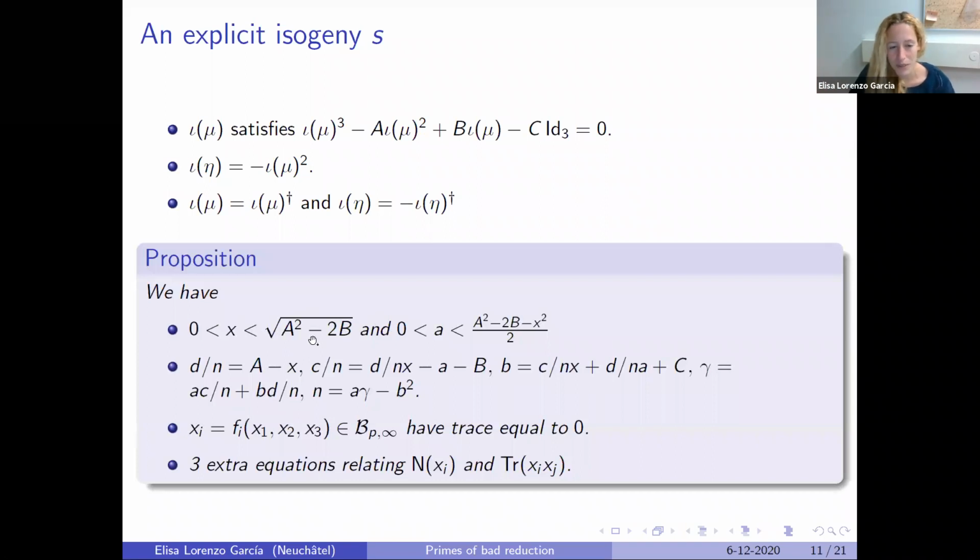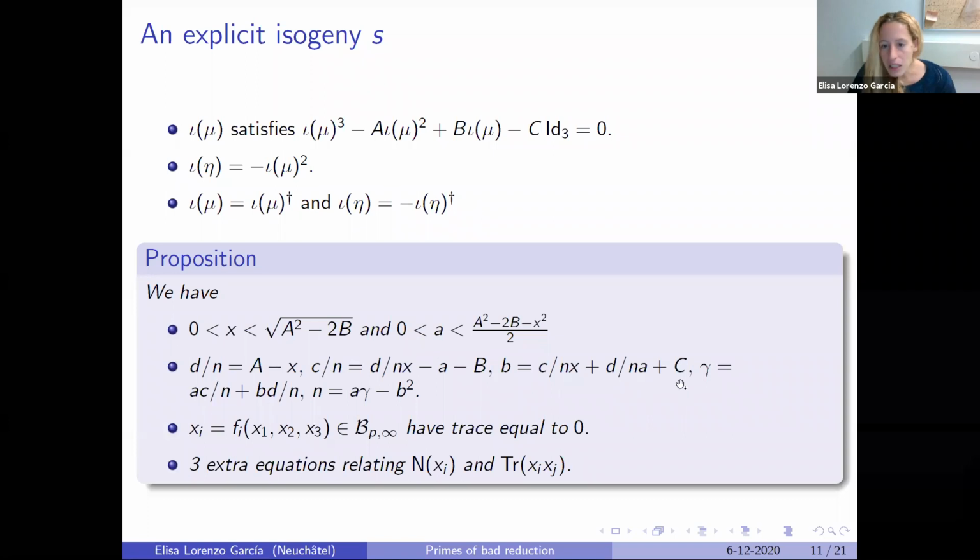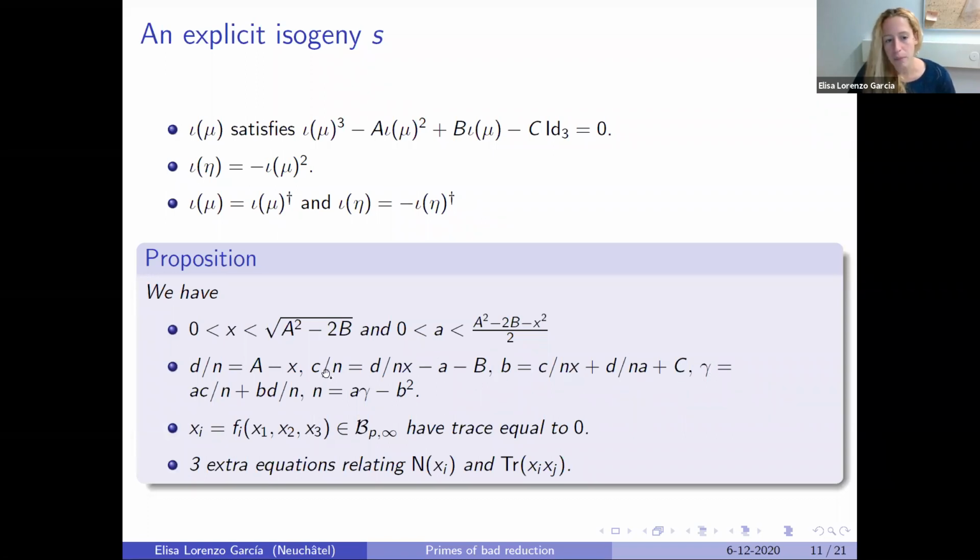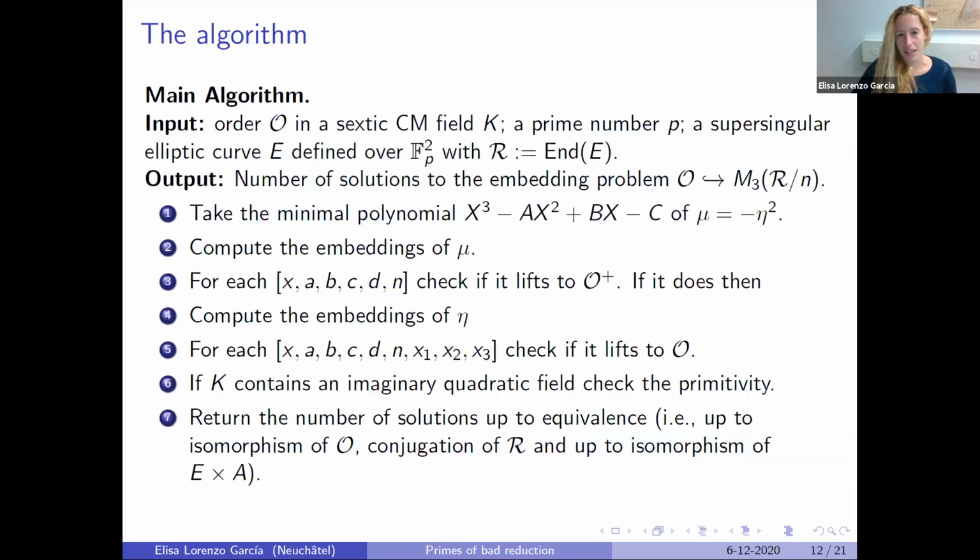Once we know X, this starts to look like an algorithm. Once we know X, we can compute A because we know that it's in this interval. Now, because of all the relations that we compute with those equalities, we know that D, C, B, gamma, N, all those are given by those expressions. The Xi actually only depend on X1, X2, and X3, and they have trace equal to 0. And then we get 3 extra equations relating the norm and the traces of these elements. So with this, we can start to do an algorithm. And this is what we do. This is kind of the algorithm.